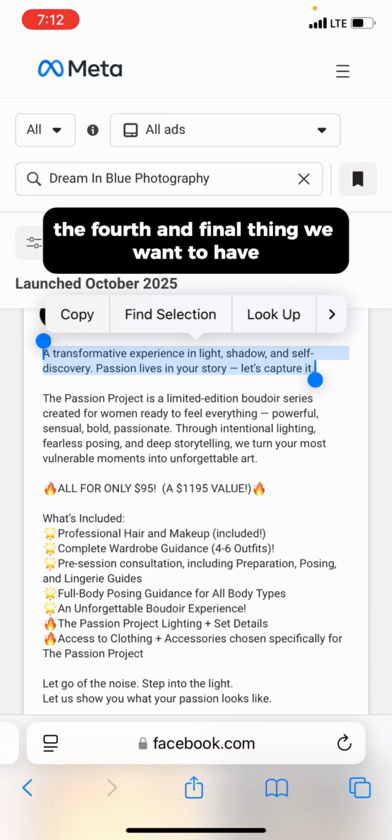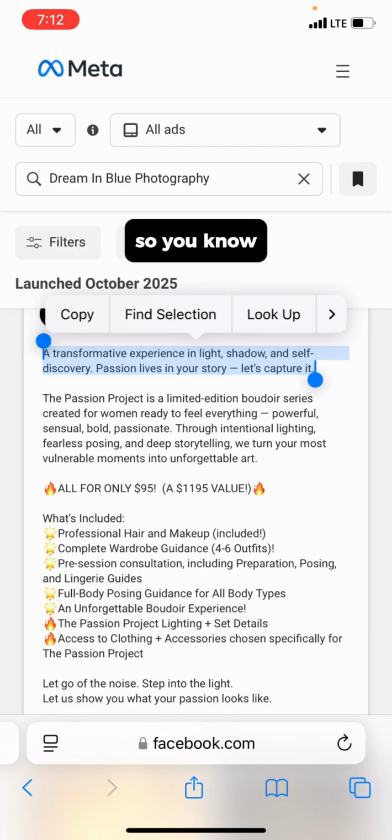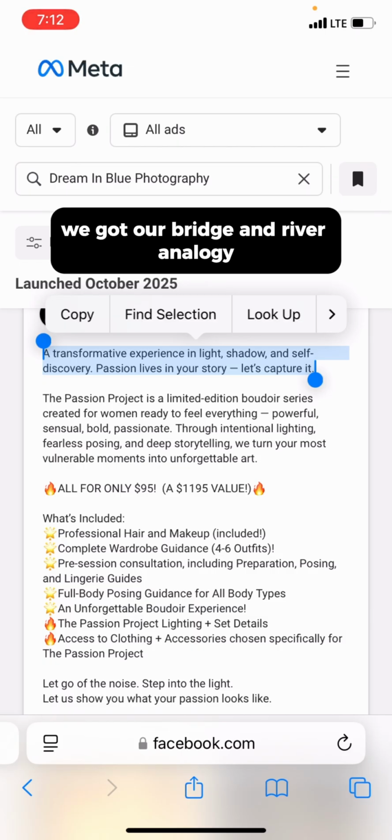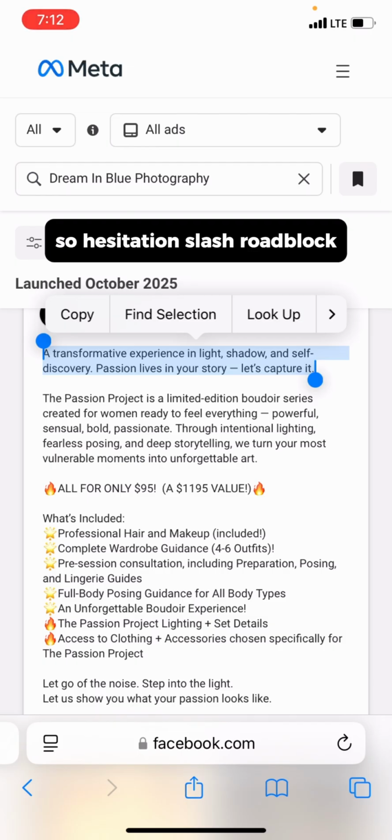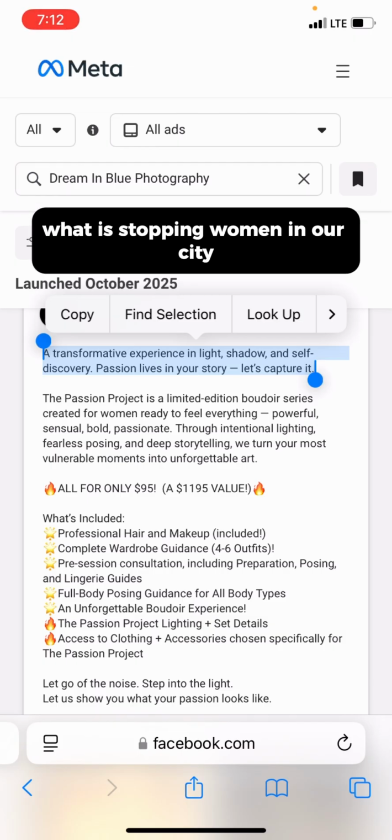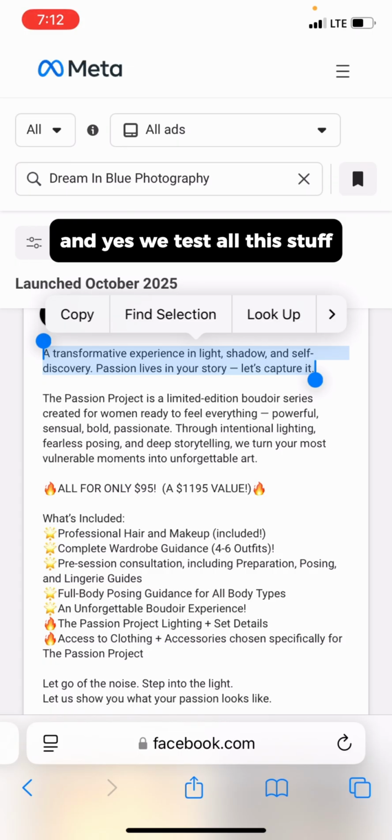All right, the fourth and final thing we want to have in the See More headline is a hesitation / roadblock. So, we got our bridge and river analogy. So hesitation / roadblock, what is stopping women in our city, what are they saying in their brain? And yes, we test all this stuff. The data tells us where to go. We need to be able to guess, and the data tells us where to go.